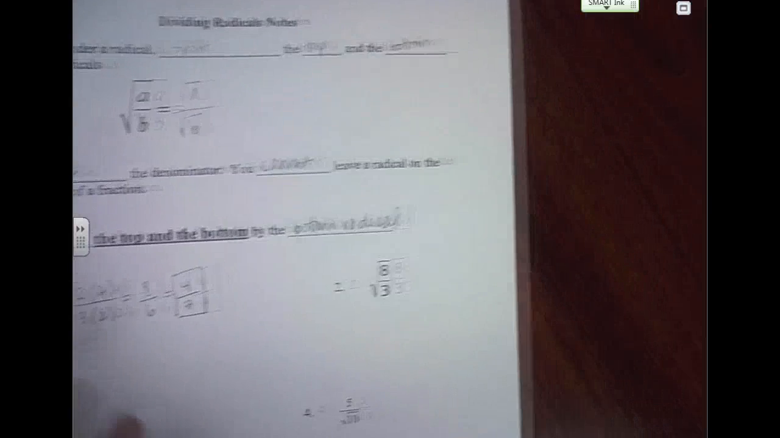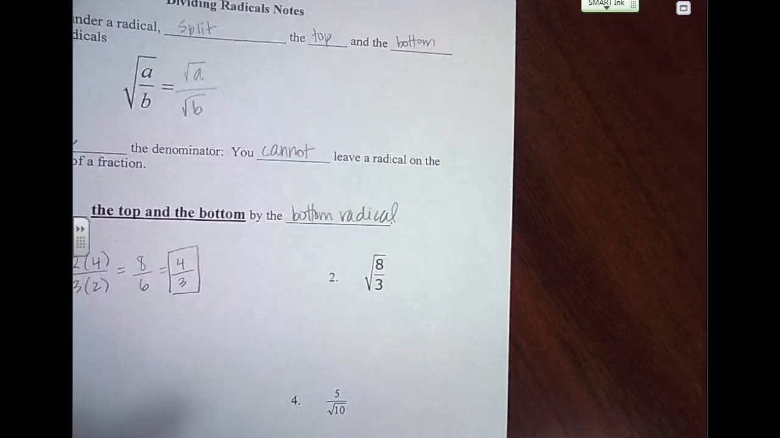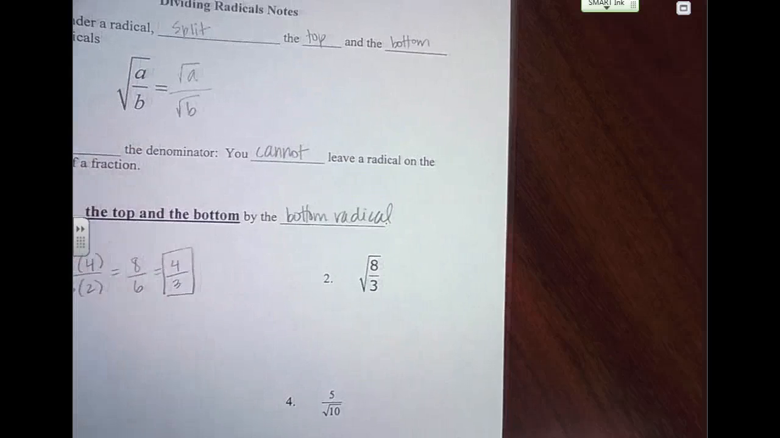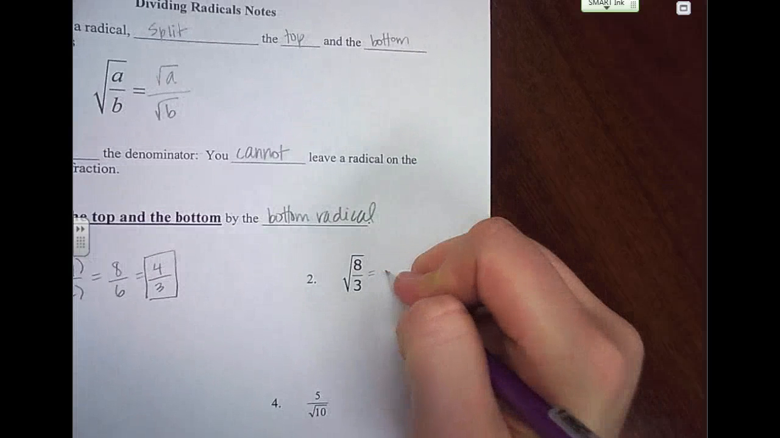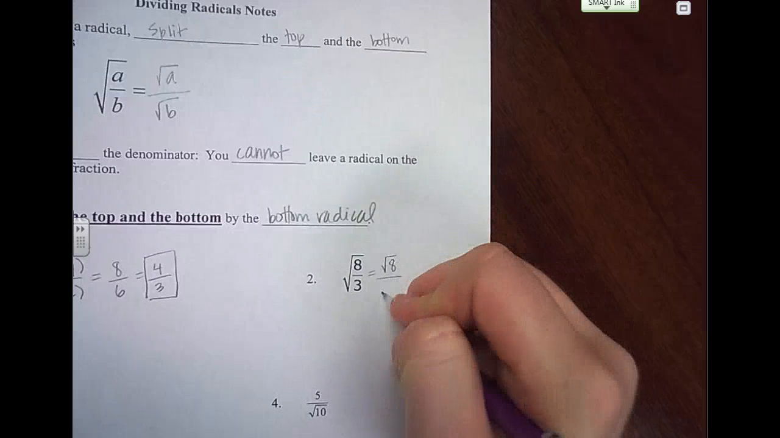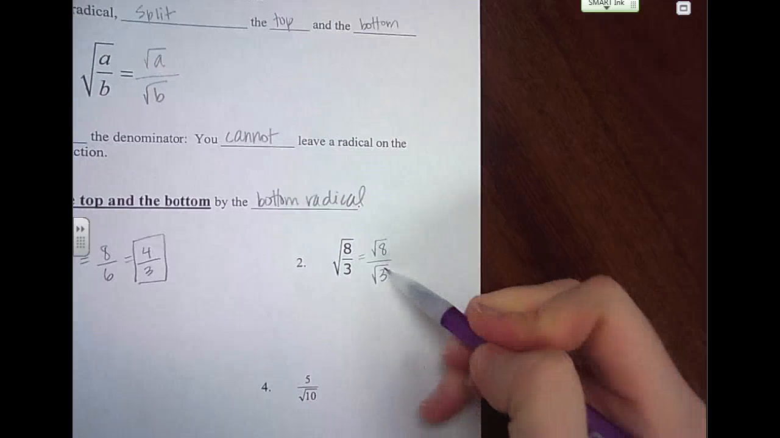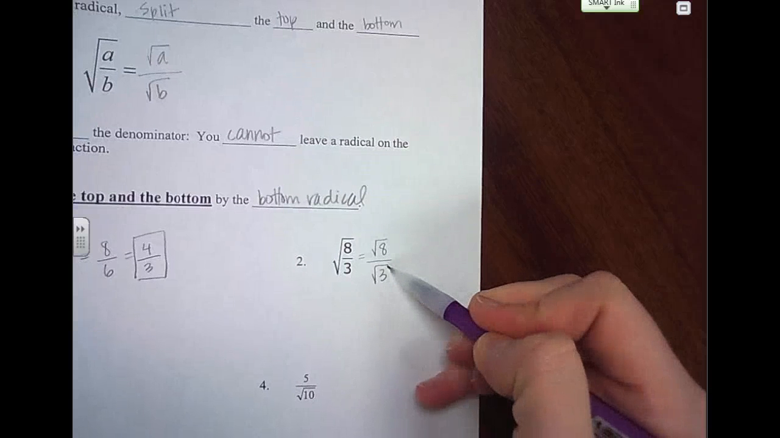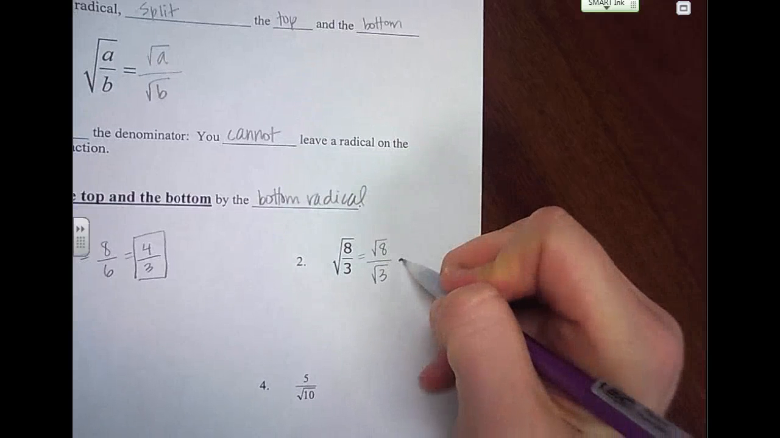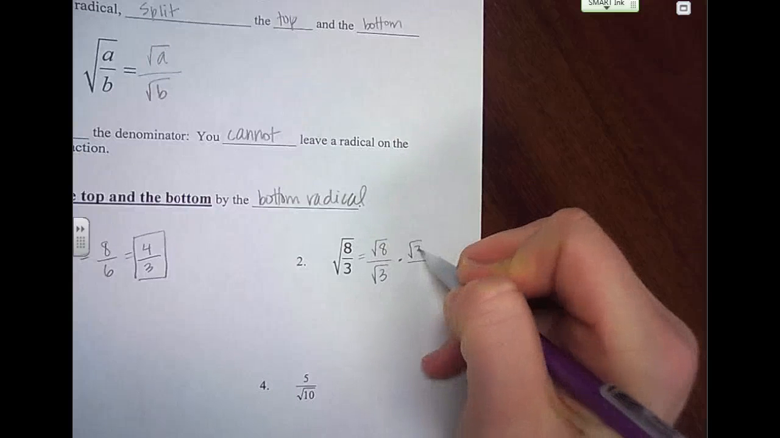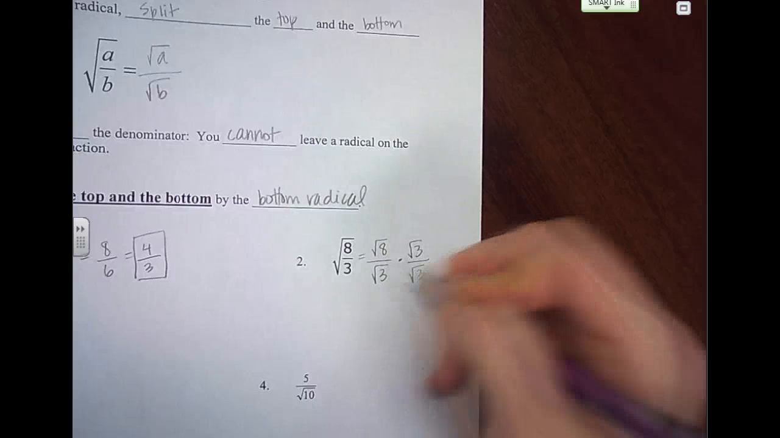Okay, number 2. So here on number 2, this is like what we did up here with the square root of a over b. So I'm going to split that first. I'm going to do square root of 8 on top and square root of 3 on the bottom. So we want to eliminate this radical from the bottom, and the way we do that is we multiply the top and the bottom by that same radical.